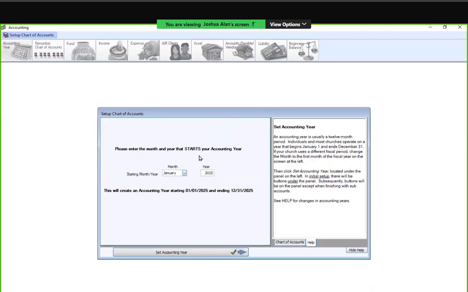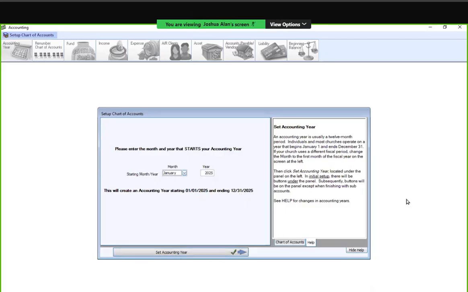First thing it says is, please enter the month and year that starts your accounting year. So here we are, we're on a calendar year starting January through December 2025. If you're on a fiscal year, you're going to set that starting month with whatever month starts your fiscal year. So if your fiscal year starts in July, make it July 2025, or July of 2024 if you're wanting to go back and enter transactions. But it says this will create the accounting year for 1/1/2025 ending December 31st of 2025. Perfect. It's exactly what we want.